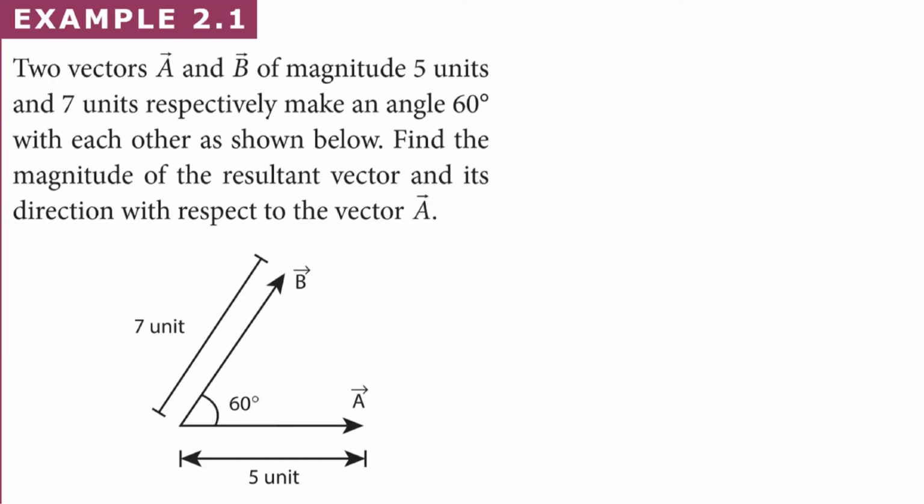So here we have a vector A which is 5 units and a vector B which is 7 units. Now both of these vectors are subtended by an angle of 60 degrees. Now you might think that the resultant of these two vectors should be something like this, but that's a really wrong way to assume things, because you have to note the directions in which these two vectors are oriented.